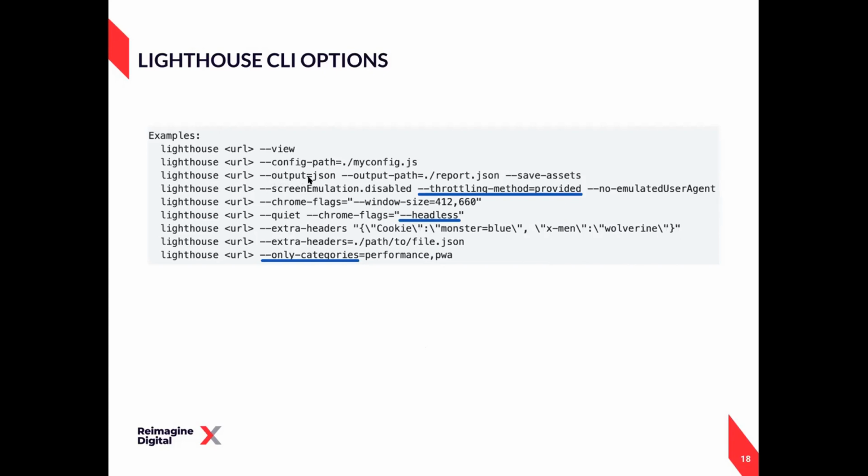So you just need to specify the output, and then you can select the output path where it should save this report. In addition to it, you can save all the assets from the report. And this is actually a great feature if you need to use the report somewhere else. In our case, we could parse this JSON report and fail the build, for example, if a specific metric in performance would show less than 60, let's say.